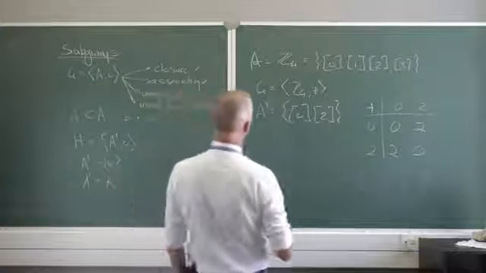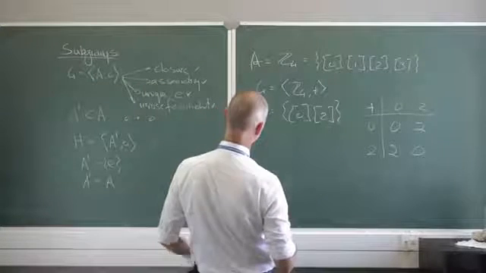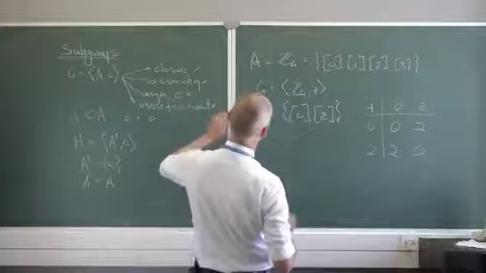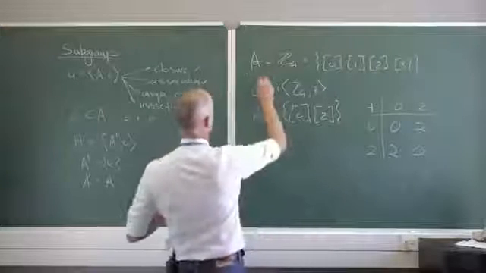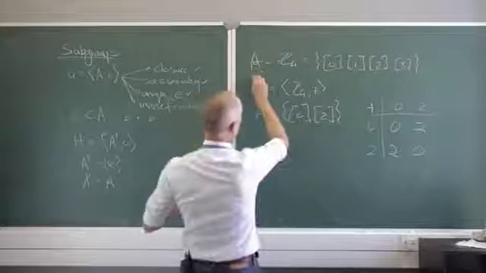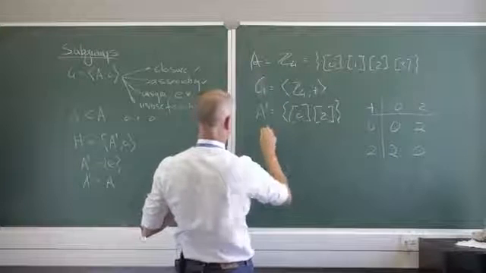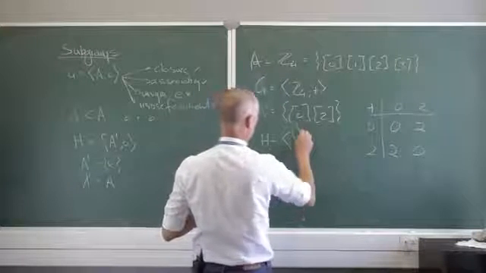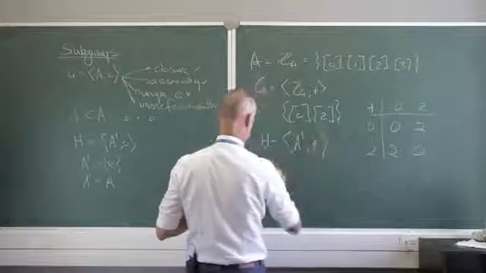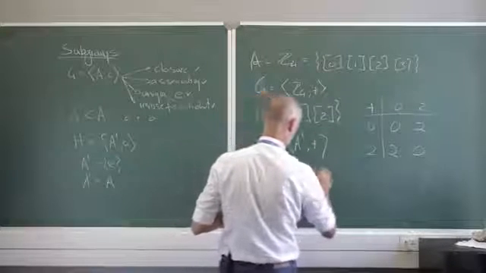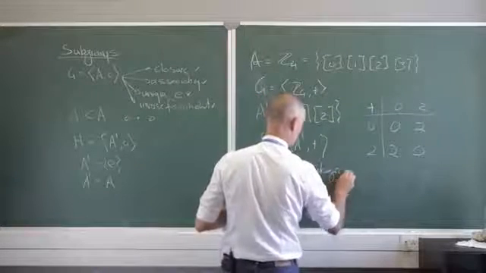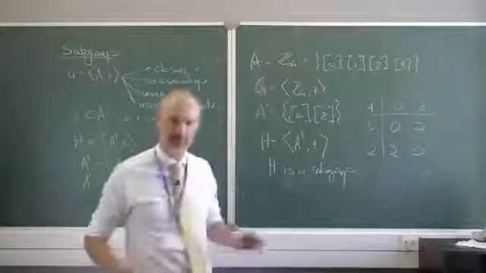I should just call this H, and that is G. So if H was A prime under addition, it means H is a subgroup. Easy to show that that is a subgroup. So in short, that is subgroups.